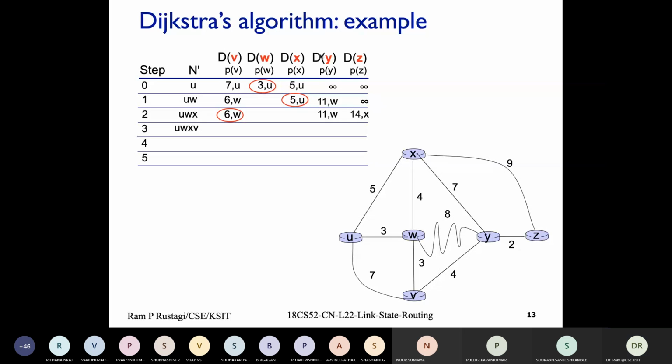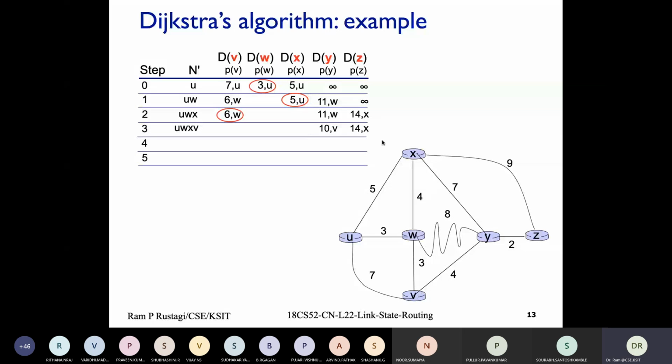11. dY is 11, but if I were to go via V, my dV is 6 and the cost V to Y is 4. So 6 plus 4 is 10. That means I'll update my dY to be 10. And because I'm going via V, I'll update my predecessor node as V. Now, does dZ change? No, because V to Z there is no edge.